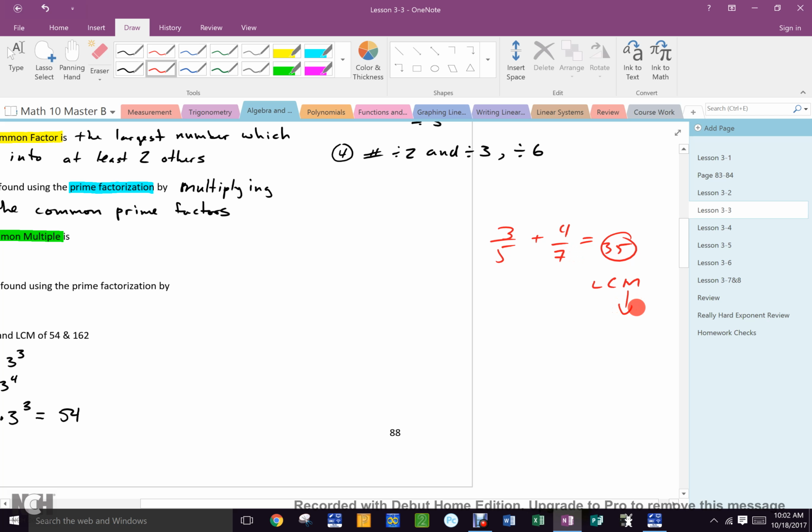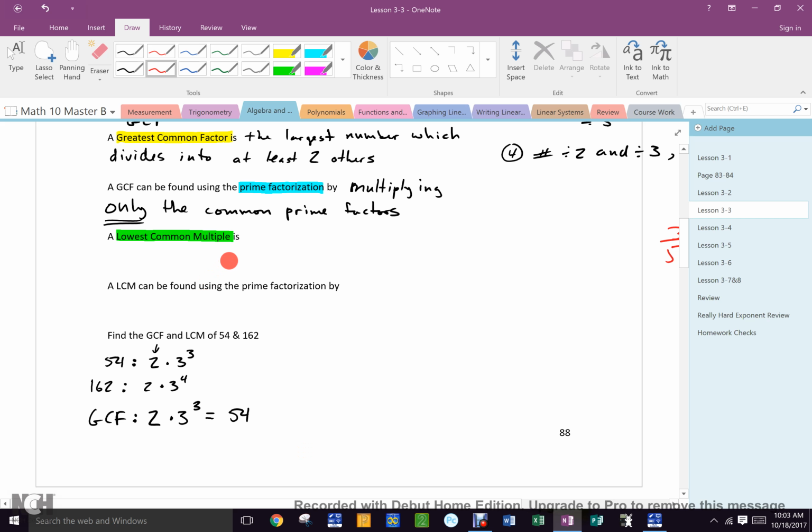Why is it a multiple? Because 5 multiplied by something to get 35. 7 multiplied by something to get 35. Cool? Now, the shortcut your teacher probably told you is if you don't know, just multiply them together, right? But over here, are we going to multiply 54 times 162? Can we do that in our heads? No, it's a giant number. So we're not going to do that.